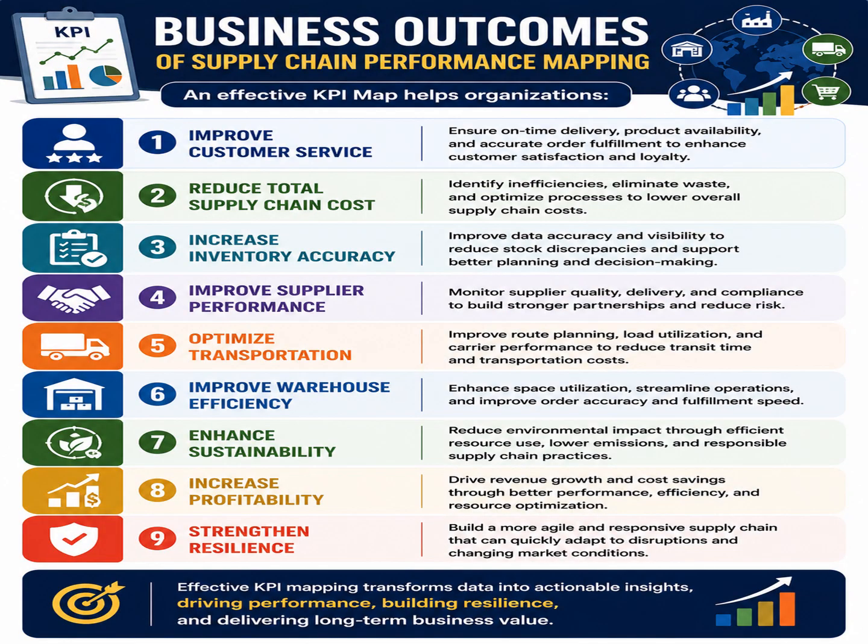After completing supply chain performance mapping across every stage of the supply chain, from procurement and suppliers to manufacturing, transportation, warehousing, distribution, retail, customer service, enterprise-level performance, and planning and inventory, the final step is to evaluate the business outcomes achieved through effective KPI management.